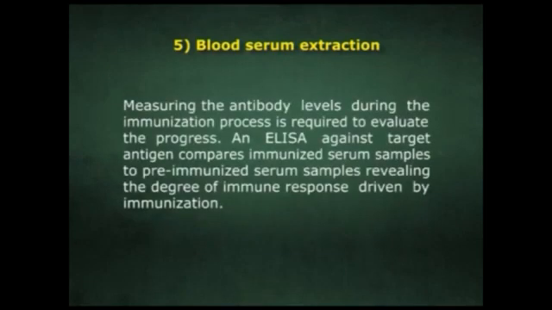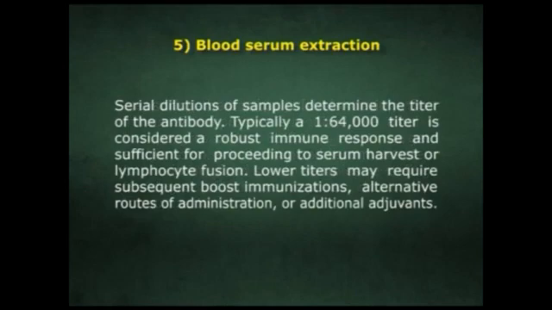Measuring the antibody levels during the immunization process is required to evaluate the progress. An ELISA against the target antigen compares the immunized serum samples to the pre-immunized serum sample, revealing the degree of immune response driven by immunization. Serial dilutions of samples determine the titer of the antibody.